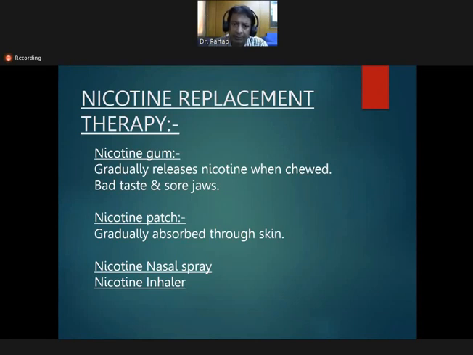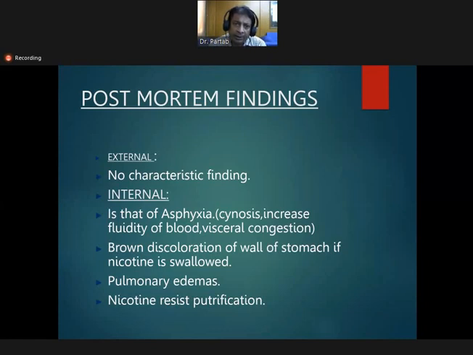Postmortem findings, if death occurs: no characteristic finding, internal asphyxia, sinuses increased, fluidity of the blood, visceral congestion, brown discoloration of the wall of the stomach. In the postmortem on the autopsy table, if nicotine is swallowed: pulmonary edema, and nicotine resists putrefaction.